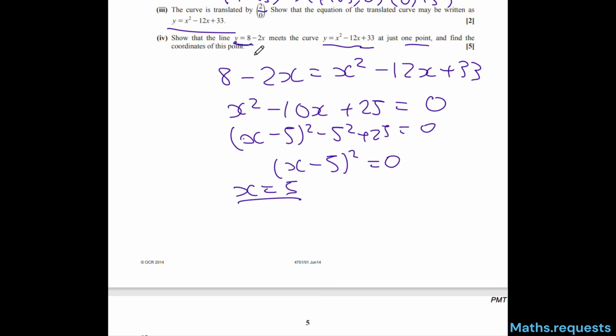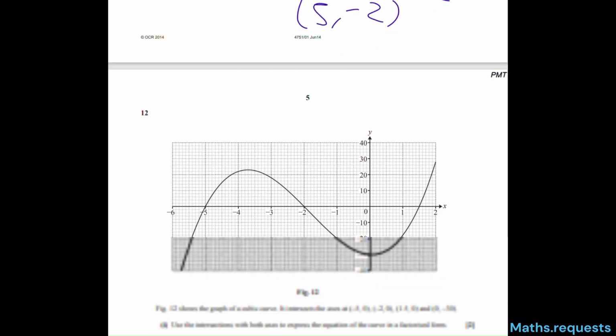And now we just need to find the y value, so it lies on the y line. So the point x equals 5 lies on the line y equals 8 minus 2x. So we just do y equals 8 minus 2 times 5, which is minus 2. So the coordinate is going to be (5, minus 2).